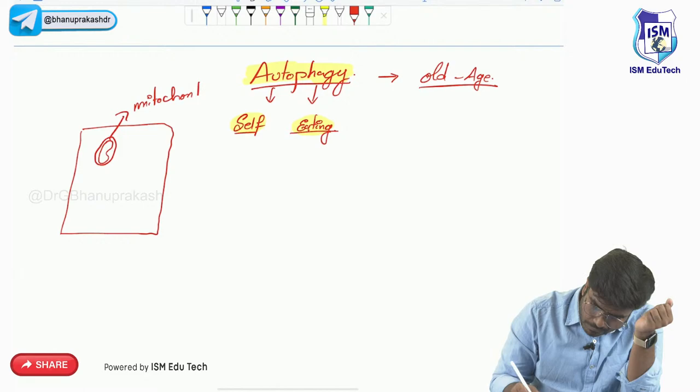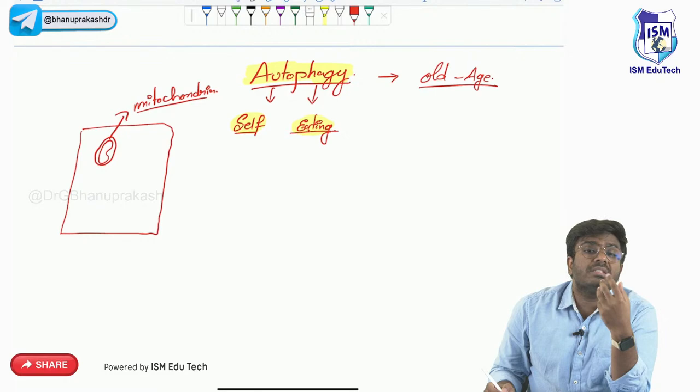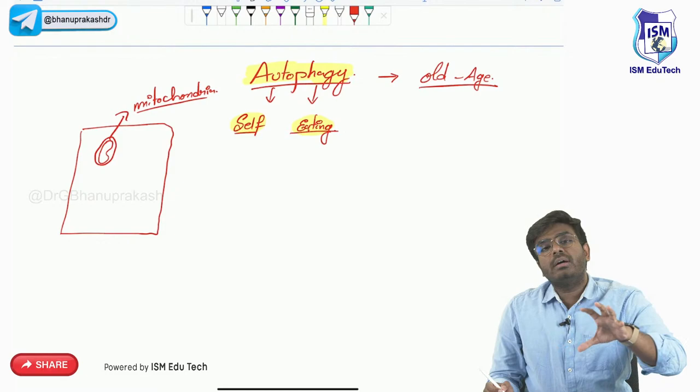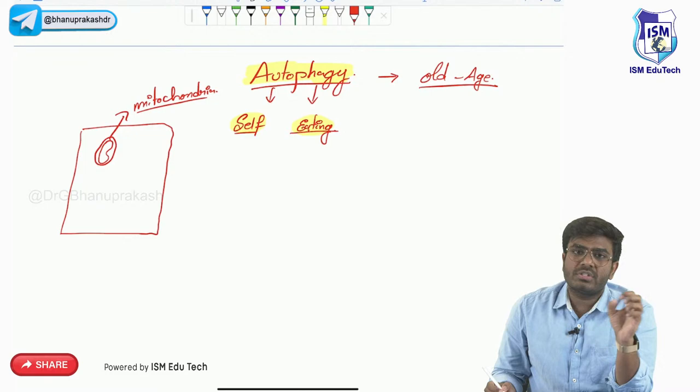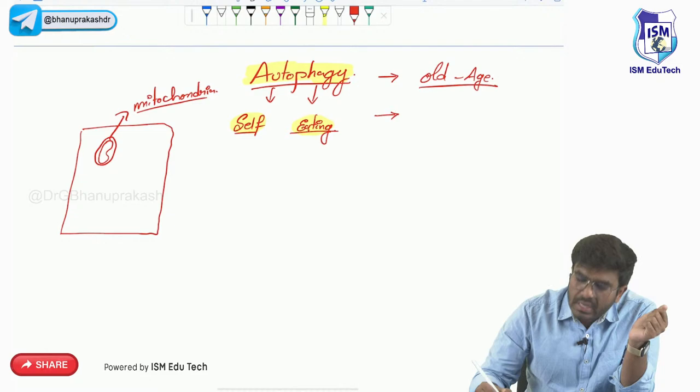Now, we have to digest away this mitochondria, and take out all the amino acids and important substances released. We have to use them, proteins, whatever. For example, let me take another example. The other example here is severe malnutrition.